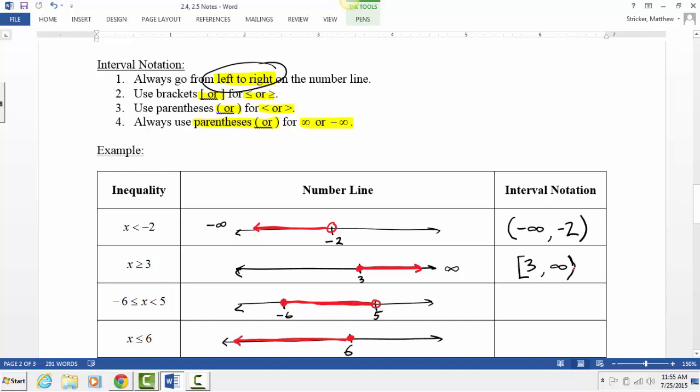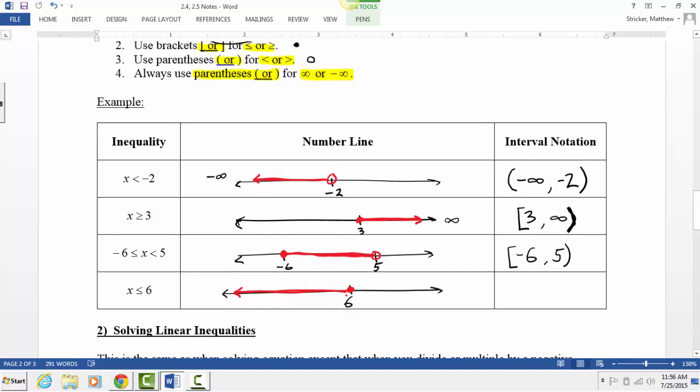Notice these first two examples: parentheses always on the infinities. Third example, there is no infinity. It's between two numbers. And moving left to right, it goes from negative 6 on the left to 5 on the right. So I'm going to go ahead and write negative 6, comma 5. It's a closed circle on the left, open circle on the right, so it's a bracket, parenthesis. We might even make a little note up here. Brackets are when we have closed circles, parentheses are when we have open circles.